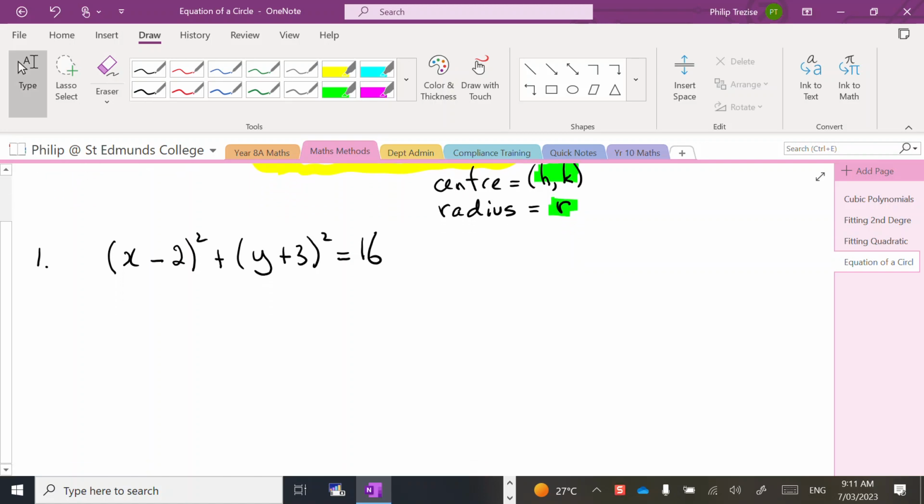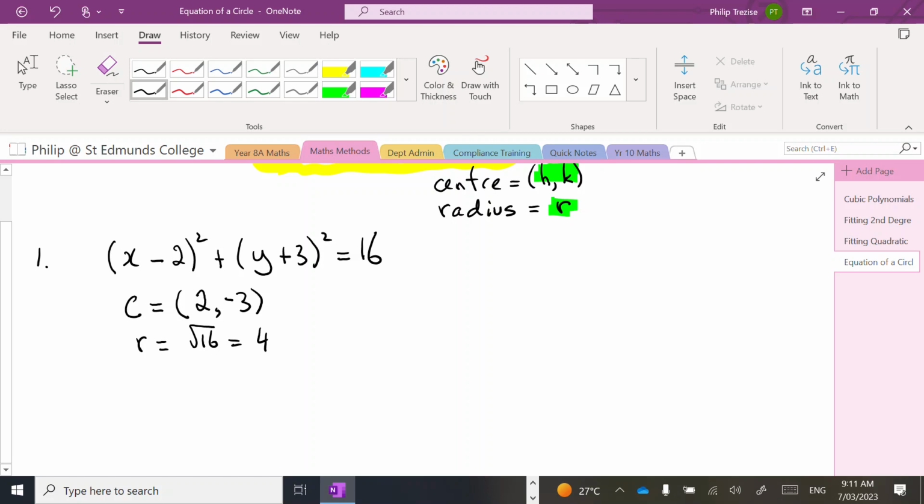So the centre of the circle would be, remember the formula is x subtract h, so the value of h is just positive 2, and if I wanted to write this as subtract, it would be y subtract negative 3. So the coordinates of the centre are the same numbers but with the opposite sign. The radius will be the square root of 16, which is 4. Now don't say plus or minus, it wouldn't make sense to have a negative radius.